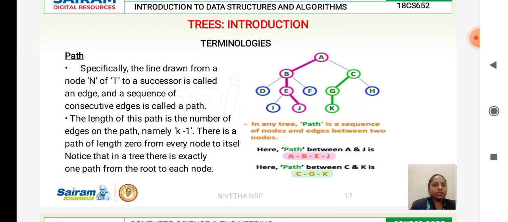Next is the path of the tree. The path of the tree is the way, the edges, by which a tree traverses from a root node to another node. Suppose we want to traverse from the root node A to the leaf node J. What is the path it follows? What are the edges it follows? It follows A to B, followed by B to E, followed by E to J. This we say is the path of a tree. The edges which it follows to go from a starting node to the ending node, we say that is a path of a tree.